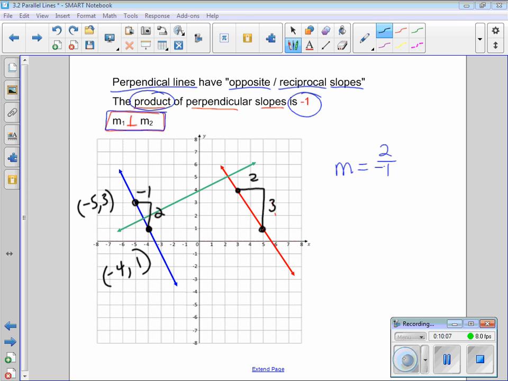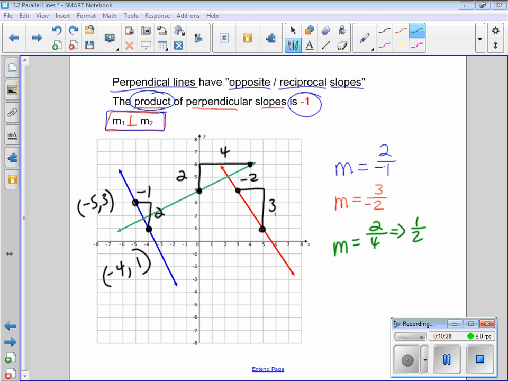Let's do the red. Okay, so the red line I got to be 3, -2. All right, let's find the slope of the green one. So for the green one, I found this point here and this point here to be a place where it crosses the corners of the box. So this is 2, 4, both of them positive.